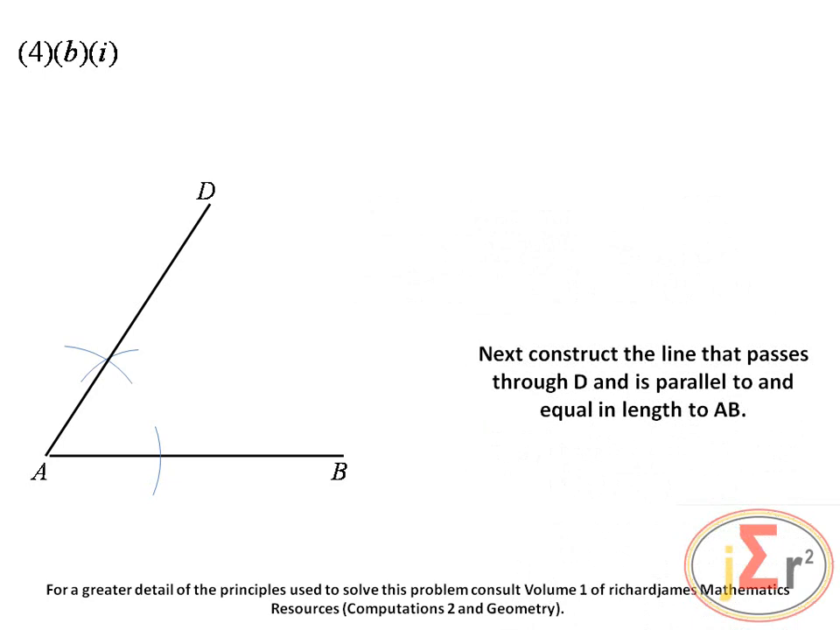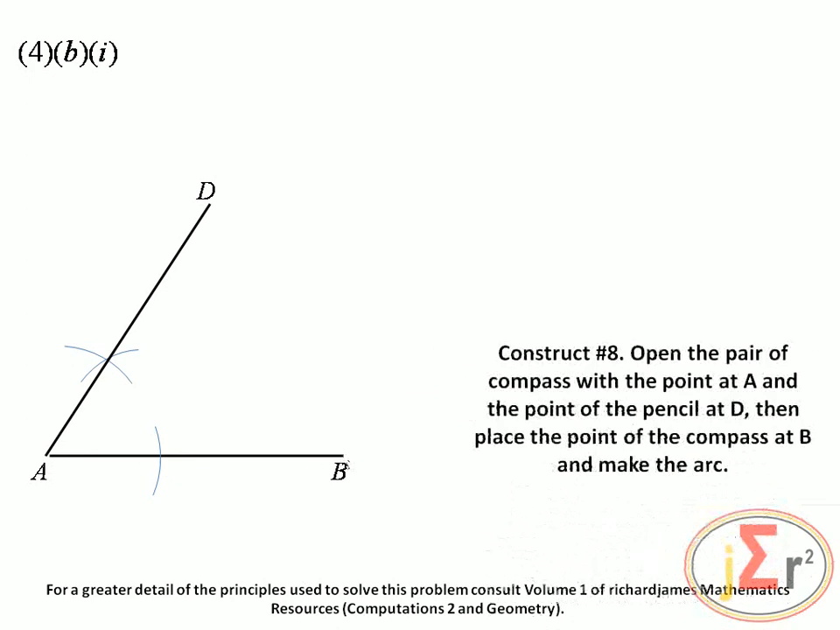Next, we are going to construct the line that passes through D and is parallel to and equal in length to AB. So, we are going to construct a line that goes through D like this and is parallel and equal in length to this line, AB. And we are going to, no doubt, use construct number 8. Construct number 8 is in Richard James Mathematics Resources, Computations Part 2 and Geometry. But we will just give a brief summary of it right here, while at the same time constructing the parallelogram.